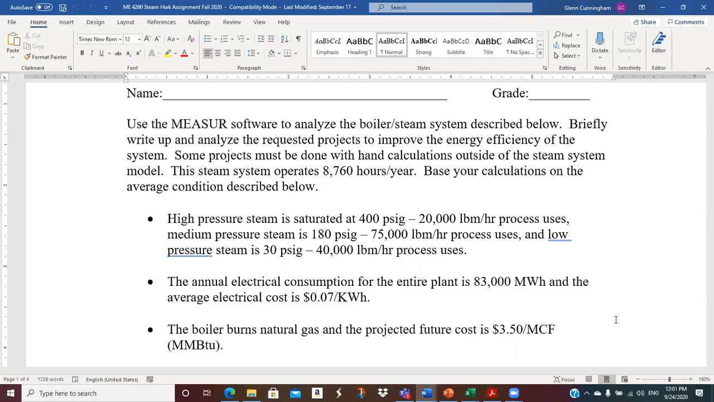And it's usually good to round up to the nearest tenth or something, because if you give it too low, the program kind of doesn't like it. But anyway, basically the saturated temperature of 400 PSIG steam is the boiler steam temperature. Process uses and other headers, I don't think you should have any questions on that. Annual electrical consumption, 83,000 megawatt hours. That lets you calculate the average load on the plant to put in as the average load on the plant.